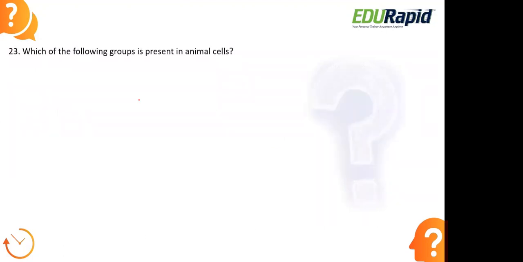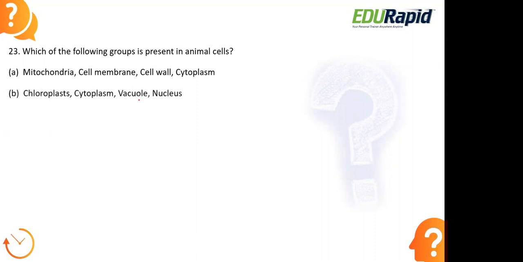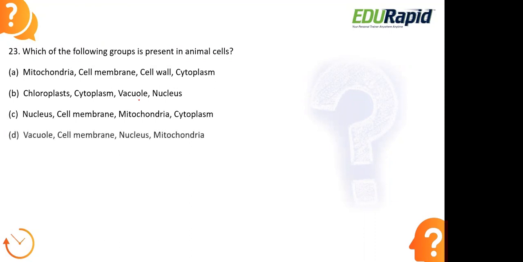Next question, which of the following groups is present in animal cells? Option A, mitochondria, cell membrane, cell wall, cytoplasm. Option B, chloroplast, cytoplasm, vacuole, nucleus. Option C, nucleus, cell membrane, mitochondria, cytoplasm. Option D, vacuole, cell membrane, nucleus, mitochondria.